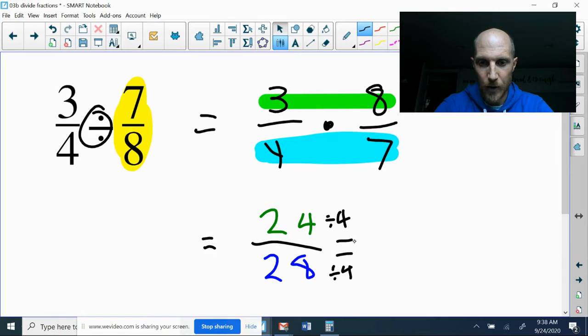Let's move this equal sign out of the way. That's too close. Okay, and then, whoops, turn the pen back on. Pen, pen, pen.